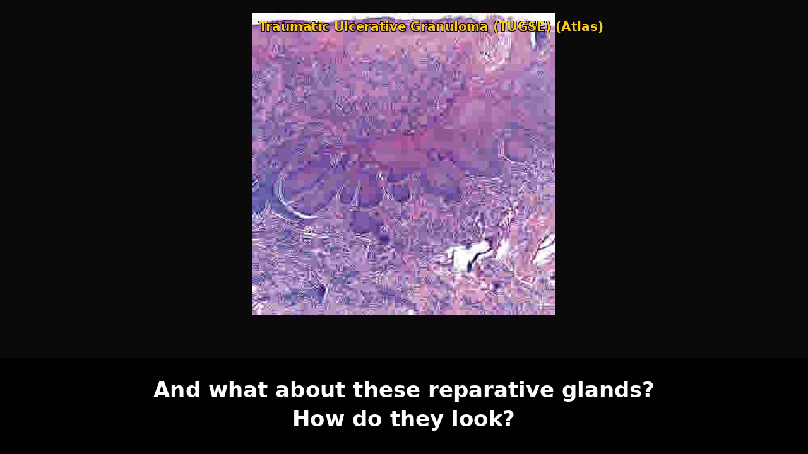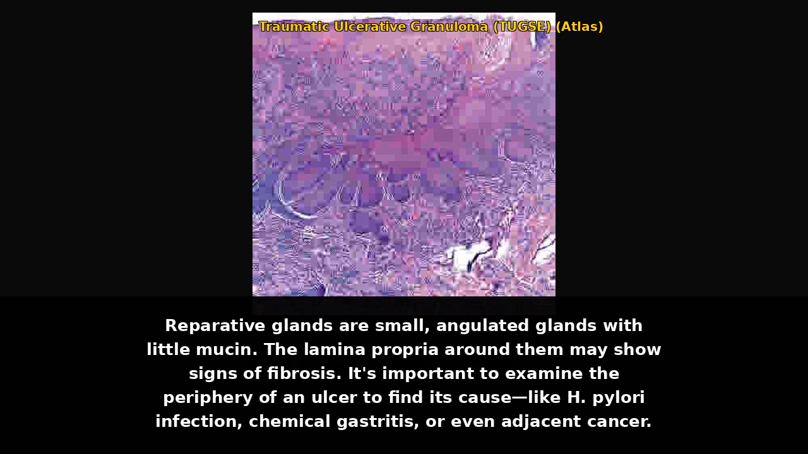And what about these reparative glands? How do they look? Reparative glands are small, angulated glands with little mucin. The lamina propria around them may show signs of fibrosis. It's important to examine the periphery of an ulcer to find its cause, like H. pylori infection, chemical gastritis, or even adjacent cancer.